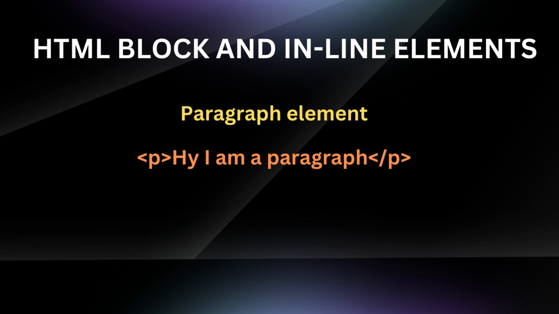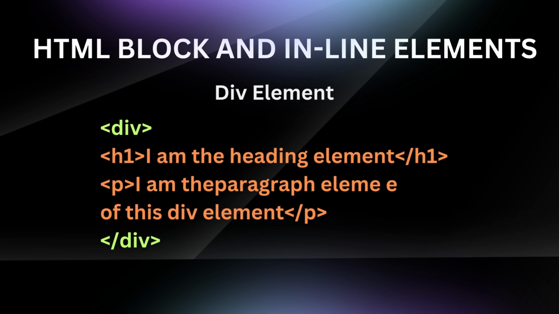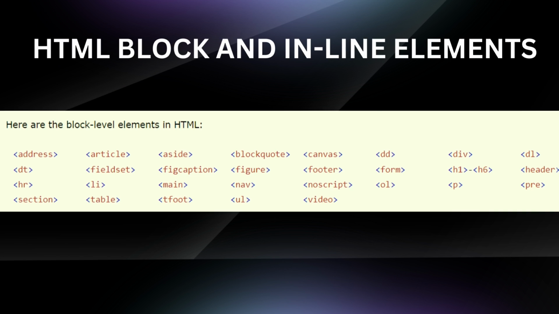The paragraph element is used to define paragraphs within an HTML document. It helps structure the content and separates it into distinct blocks. On the other hand, the div element is more versatile, as it defines a division or section within an HTML document. It can be utilized to group various elements together, apply styles, or create layout structure on a web page. Now here you can see the block level elements in HTML on the screen. And that's it for block level elements.